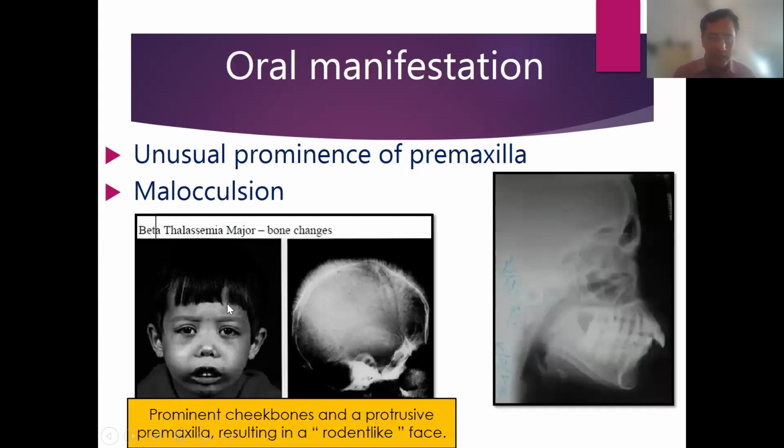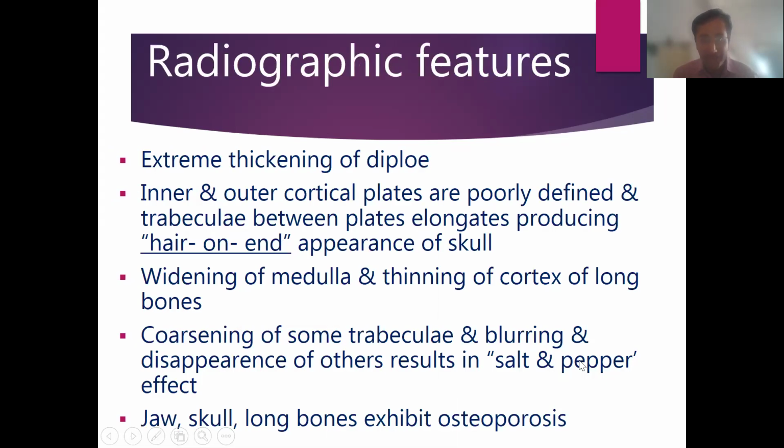If you see here also, it is found in children: prominent cheekbone and protrusive premaxilla, like a rodent-like face. You see, like a rodent-like face is there. Unusual prominence of the premaxilla is there. And the hair-on-end appearance of the skull, with inner and outer cortical plates defined and trabeculae elongated between them, the hair-on-end appearance the same as in sickle cell anemia.